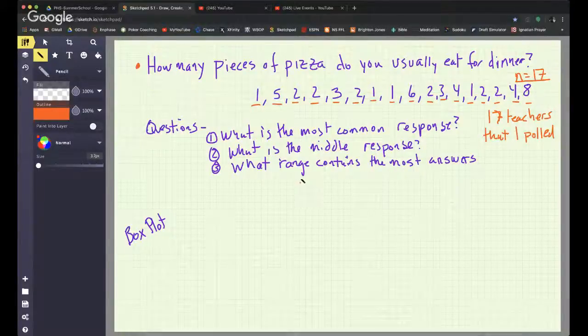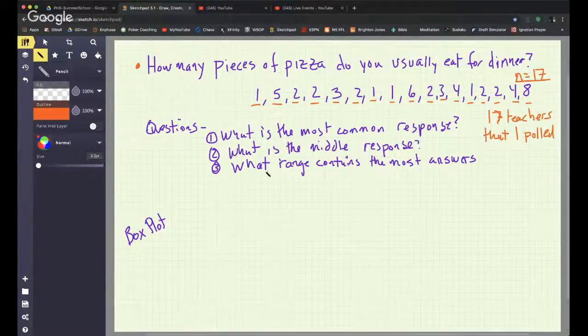Now we're going to look at one common way to represent data. It's kind of hard to look at the data 1, 2, 3, 3, 2, 1, 1 and make sense of it. It's hard to look at it and say, what is the most common response? Well, I see some 1s and 2s and maybe some 3s, but it's hard to just look at this list and see what's the most common answer. And also, what is the middle response? And what is a typical response to this question?